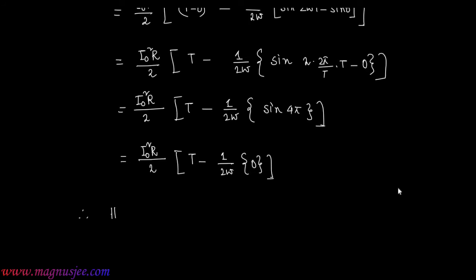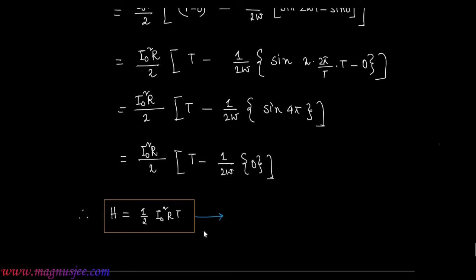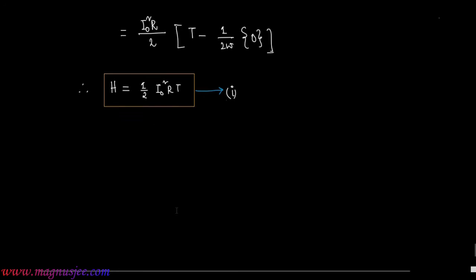So finally we get the total heat energy produced in the resistor R as half I₀²RT, where capital T is the time period of oscillation of alternating current. H is equal to half I₀²RT, which is equation 1.